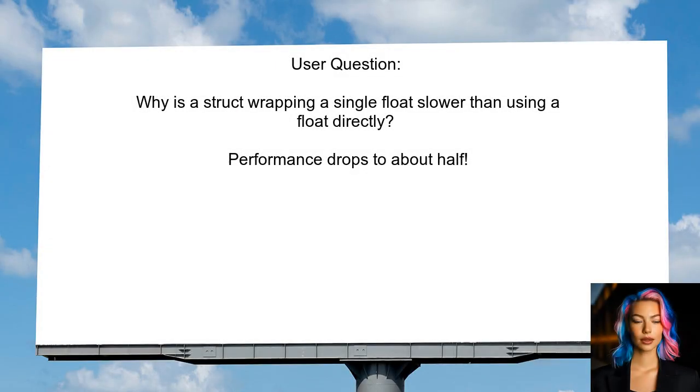Here's the specific situation we're looking at. One user noticed that a struct wrapping a single float was significantly slower than using a float directly, with performance dropping to about half. Sound familiar? Let's explore why this happens.